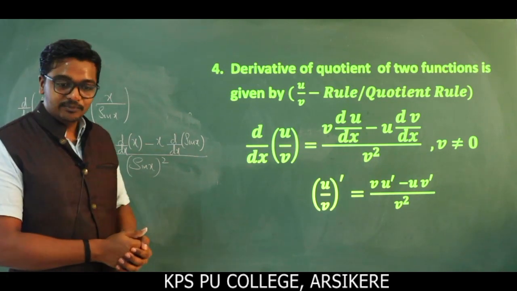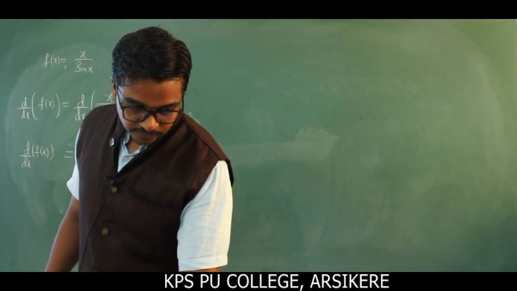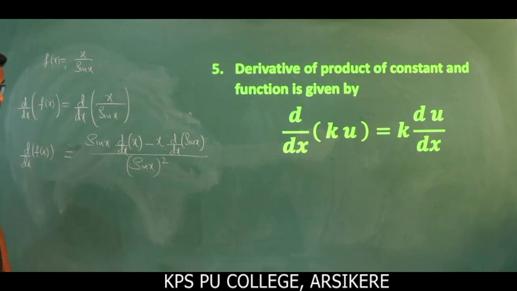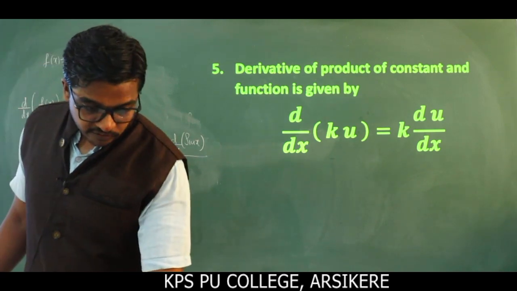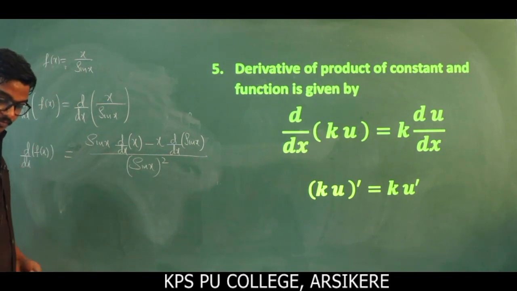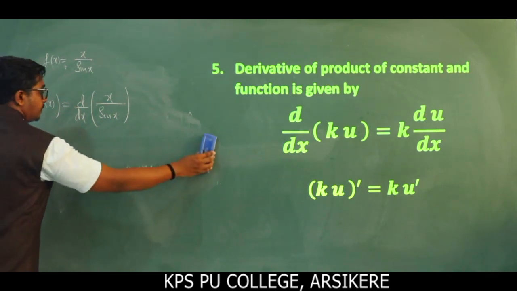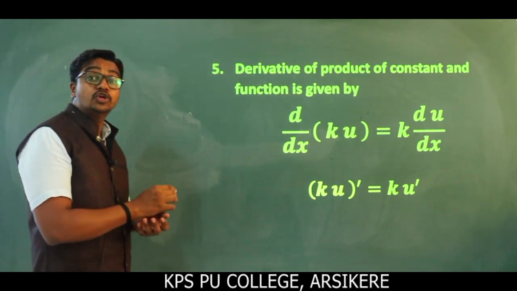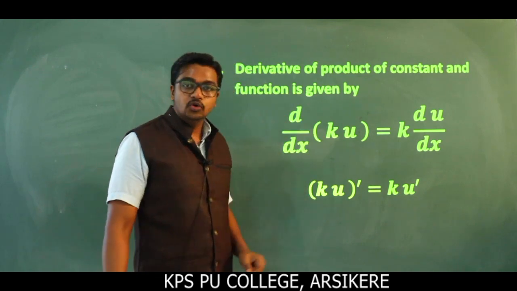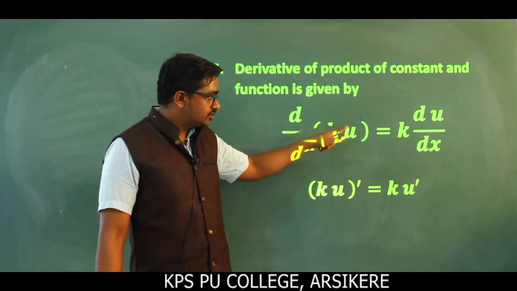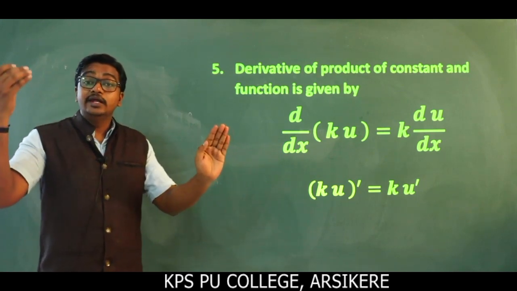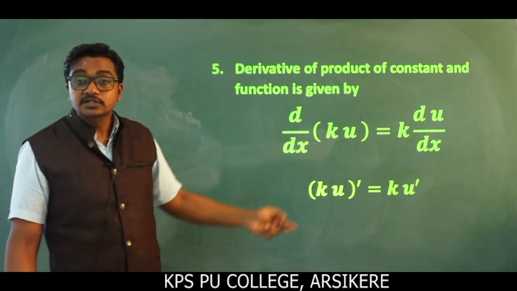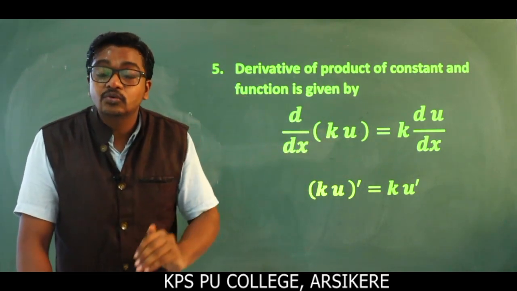Now dear students, we are moving to the next property, property 5, derivative of product of constant and function. So here u is one function and k is a constant. Just observe here, derivative of product of constant and function, d by dx of k into u, k is a constant, u is a function. So this can be written as k into derivative of u with respect to x. What does du by dx represent? It means derivative of u with respect to x.